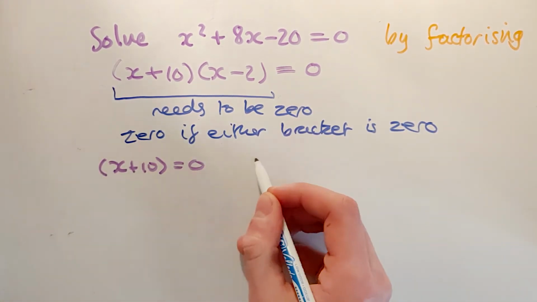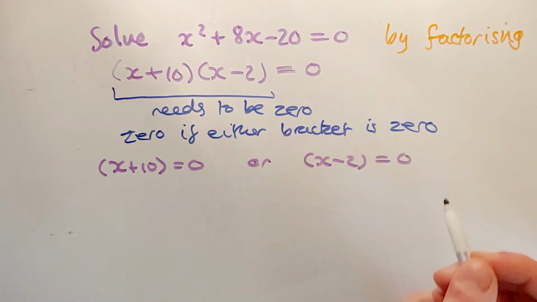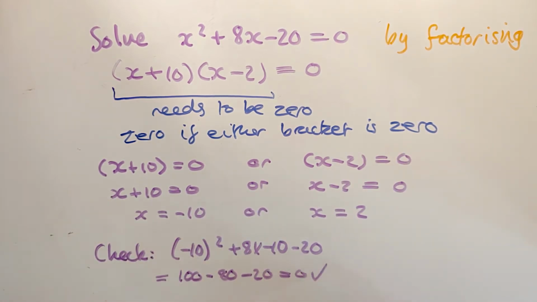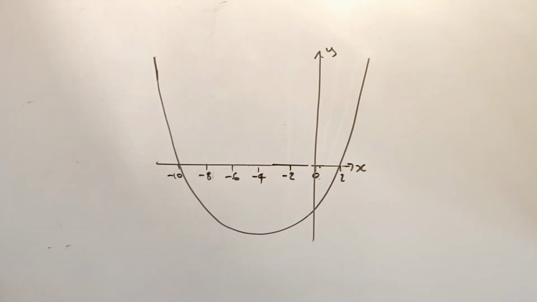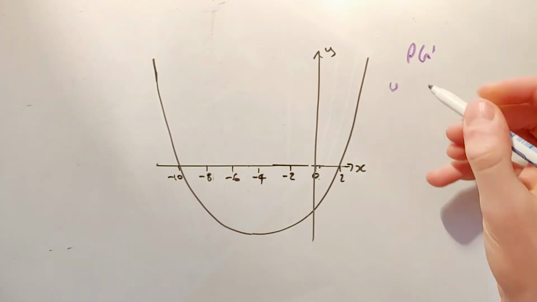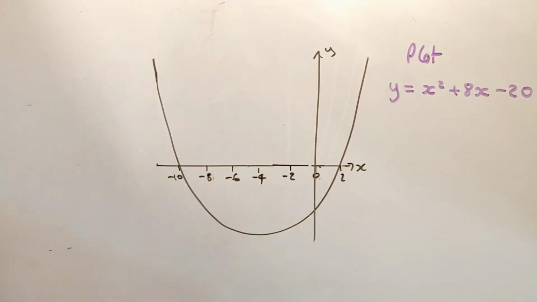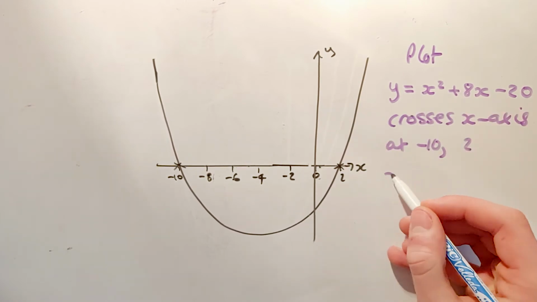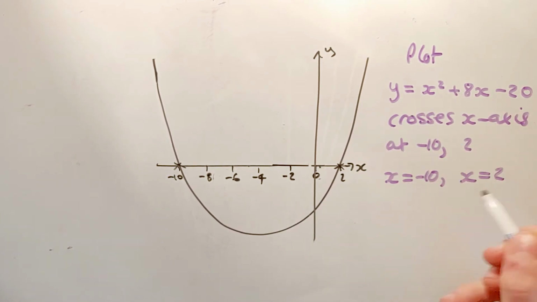This means we can split it up into two separate equations. The original equation will be solved if either of these equations is solved. We can check that we have the right answer by substituting back into the original equation. If we're given a graph of the quadratic, we can spot the roots or solutions quite easily. This is just the points where the quadratic crosses the x-axis. This works because at these points y is equal to 0.